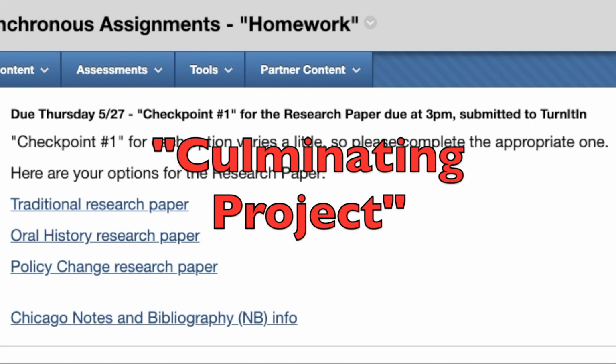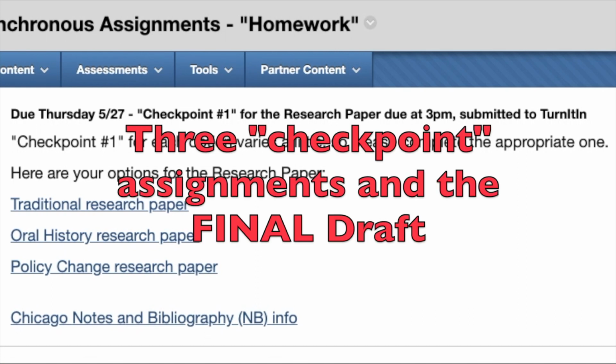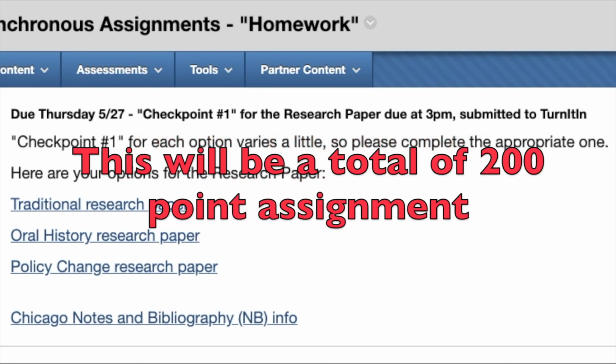Now note that you will be given the majority of class time for the remainder of the school year to work on the research paper. There will be 3 checkpoint assignments along the way, and the final draft for the research paper will be due on June 16th. The research paper and all the related checkpoint assignments will be worth a total of 200 points.